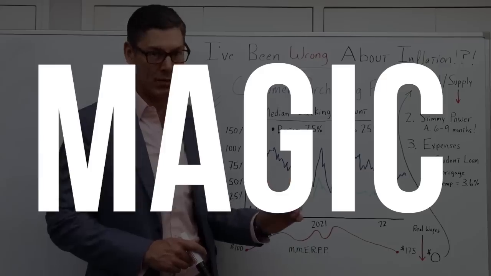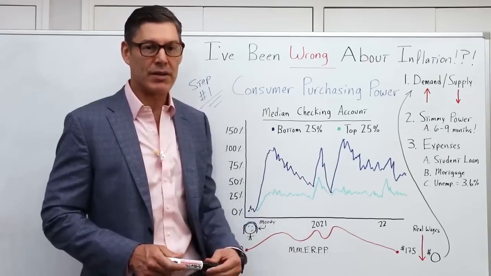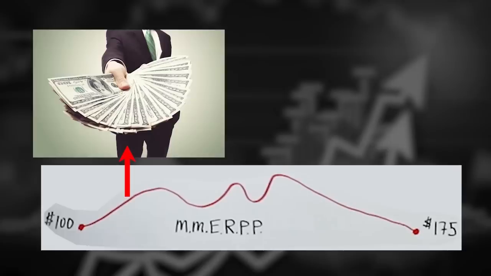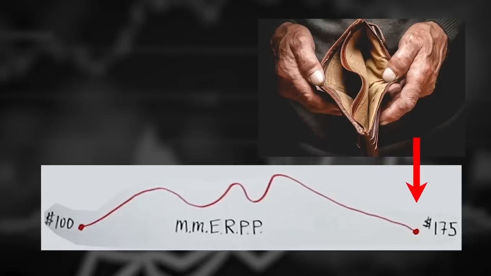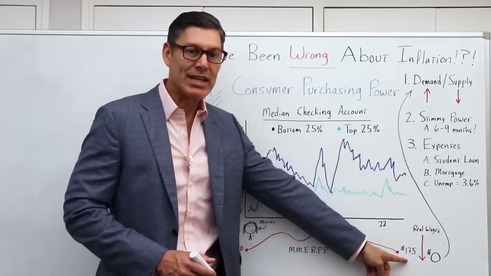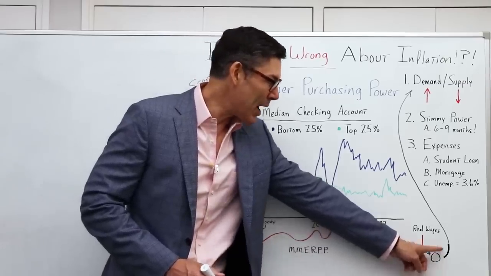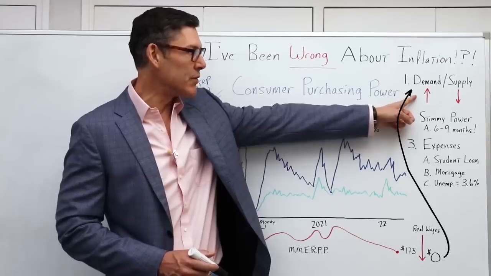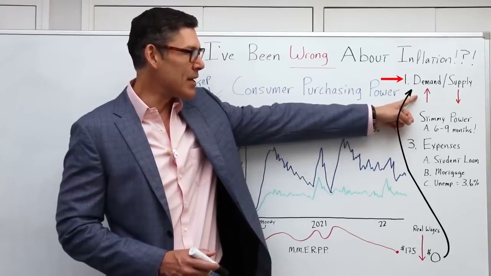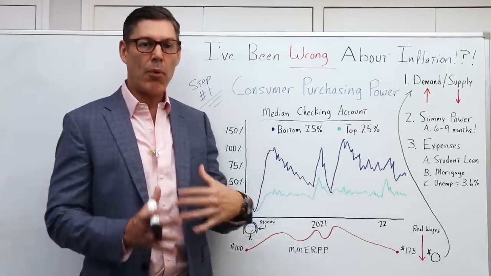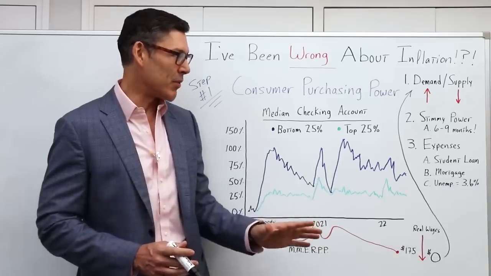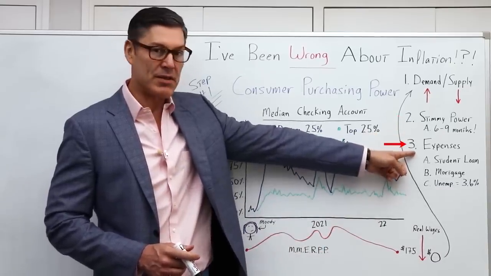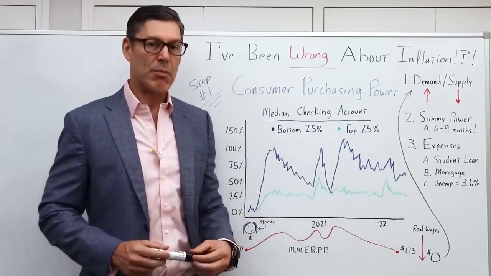This is the magic, if you will, of consumer price inflation. People feel like they're getting rich at the beginning, but at the end, as these currency units flush through the system, they're getting poorer. Their standard of living has declined. And this takes us right back up to our original question: what's going to happen with demand and supply? So my whole point here with this video is to say, hey, I didn't understand the dynamics at play with stimmy power and the expenses. So I've readjusted my prediction.